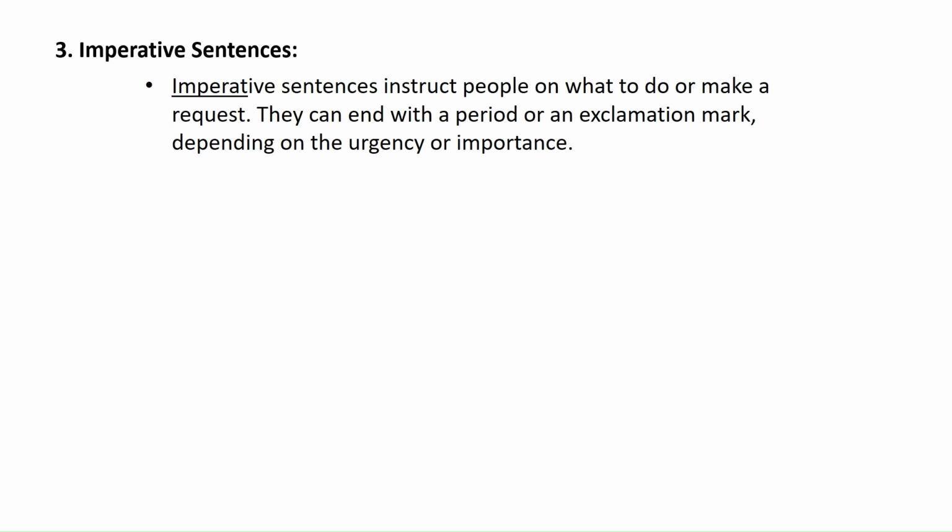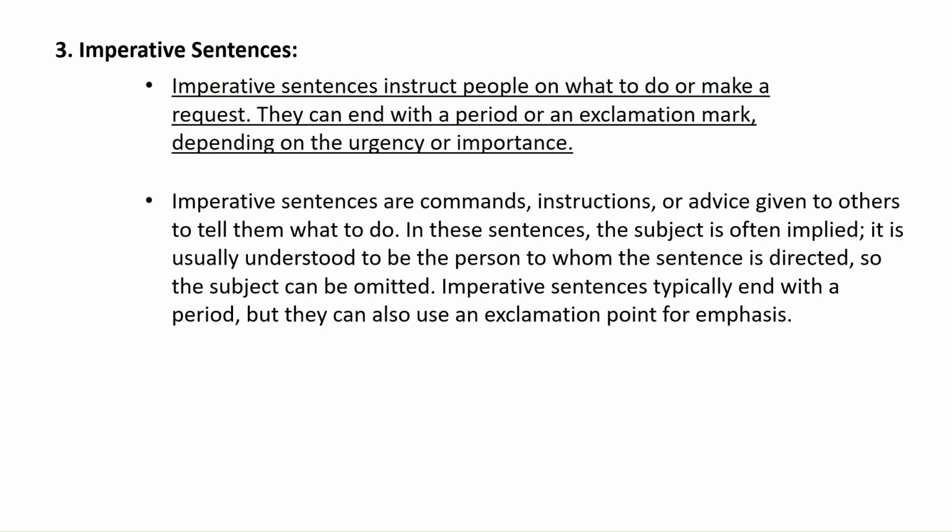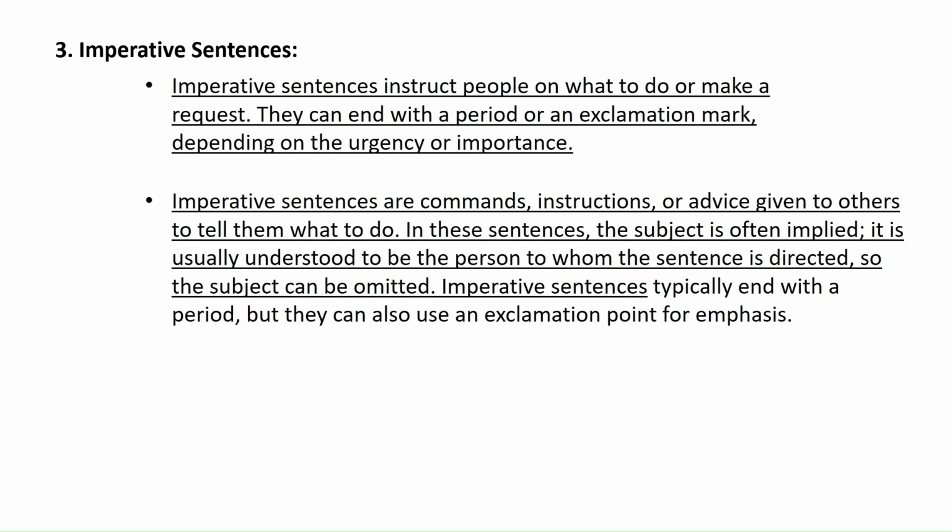Imperative sentences are used to give instructions, requests, or advice to others. In these sentences, the subject is mostly omitted, to be understood as the person to whom the sentence is directed. These sentences typically end with a period, but they can also use an exclamation point.